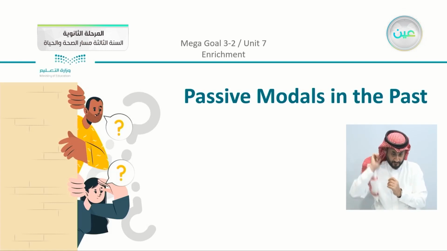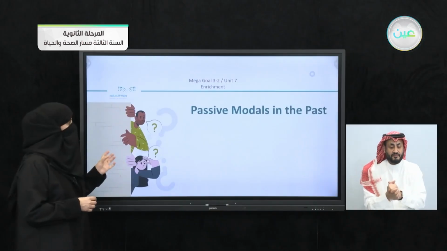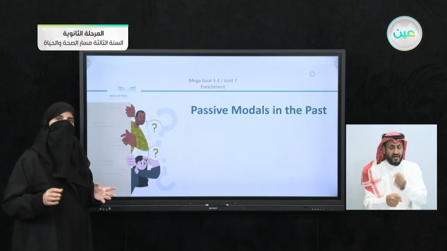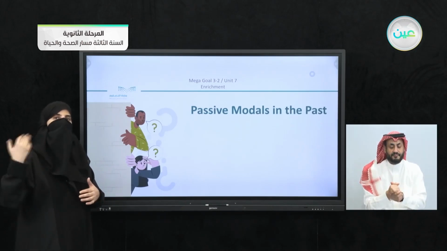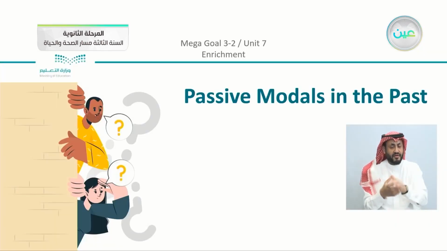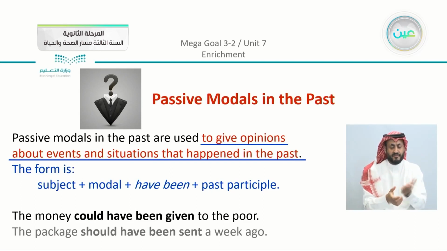But before we start with the exercise, we have another part that we studied, which is the passive modals in the past. So still we are in the structure of the modals, but if you recall that we use them in the passive also. So we combined between the two structures. So let's just take a look. We have here passive modals in the past are used to give opinions about events and situations that happened in the past. Now the form is to use the subject plus the modal plus have been and the past participle.